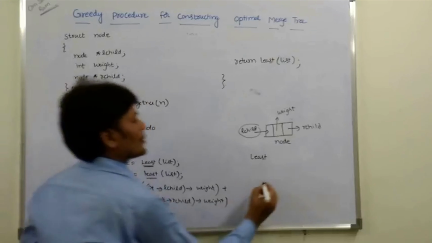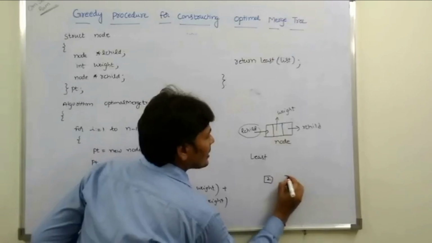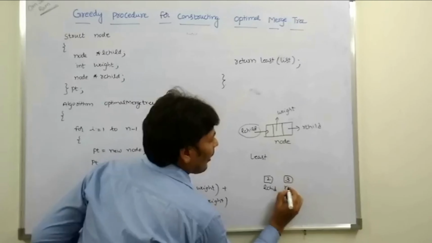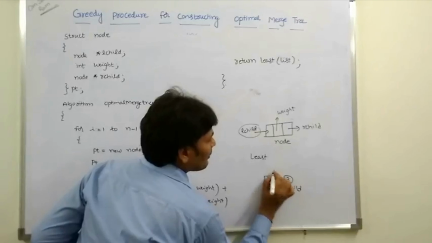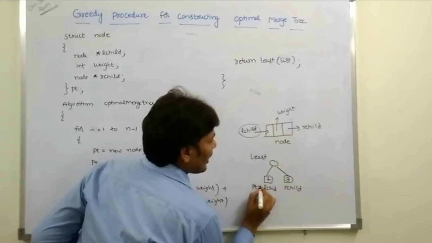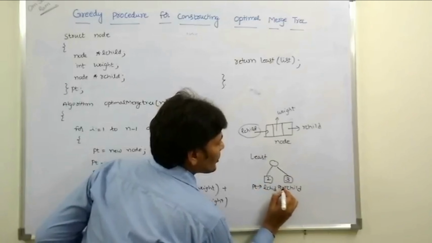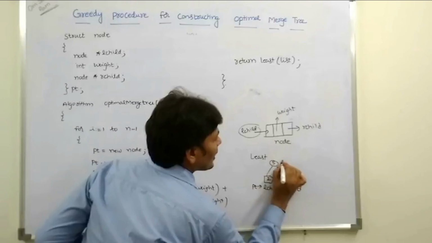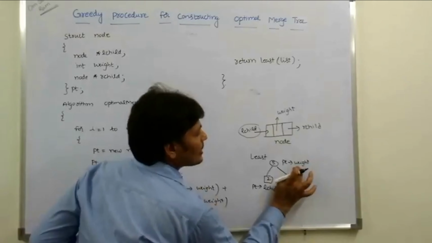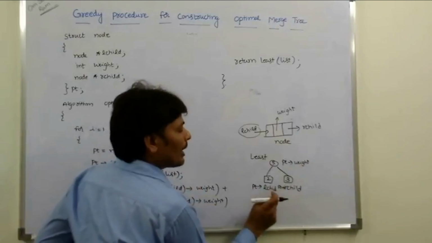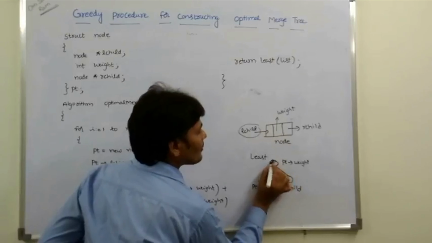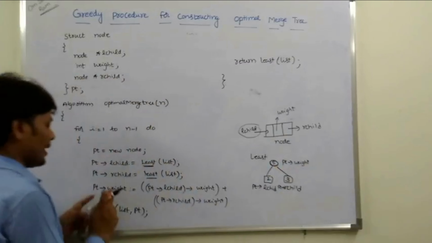So this is 2 and this is 3. So this is L child and this is R child. Then we are merging these values. So this is pt arrow L child and pt arrow R child. Now this value is pt arrow weight. So pt arrow weight is equal to pt arrow left child weight plus pt arrow right child weight. So this value is 5, this value is the pt arrow weight value.